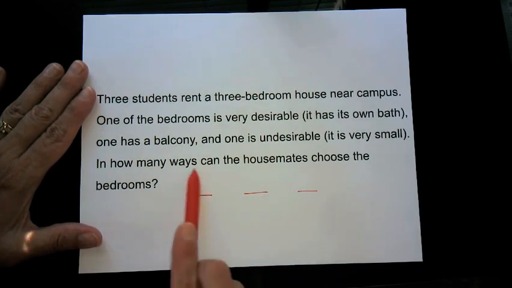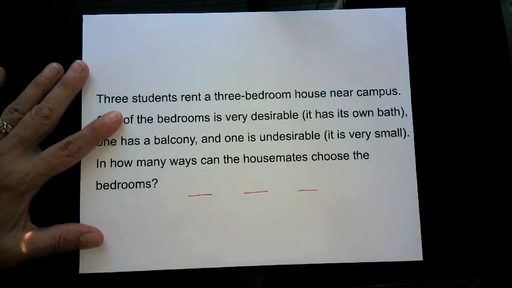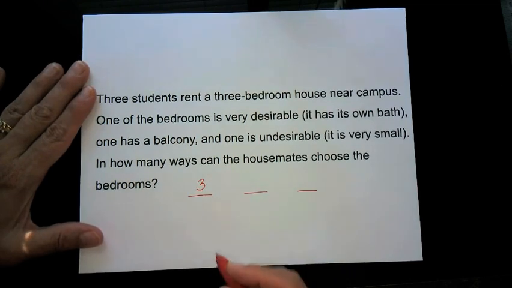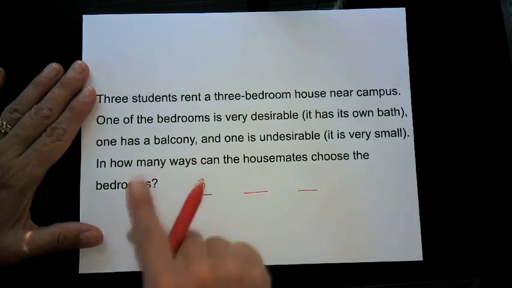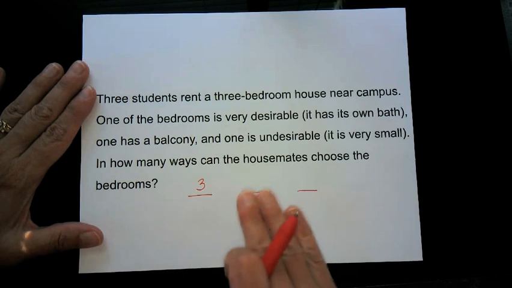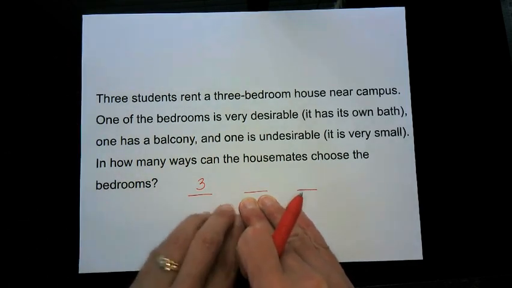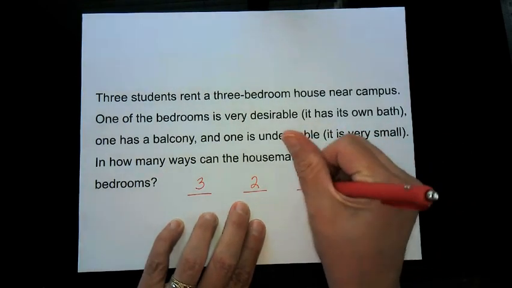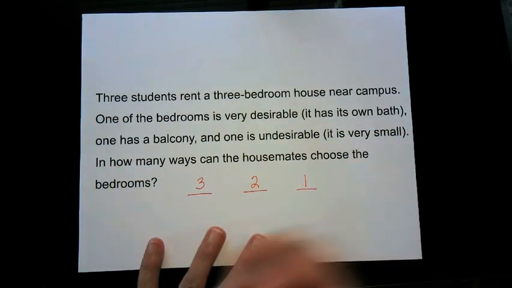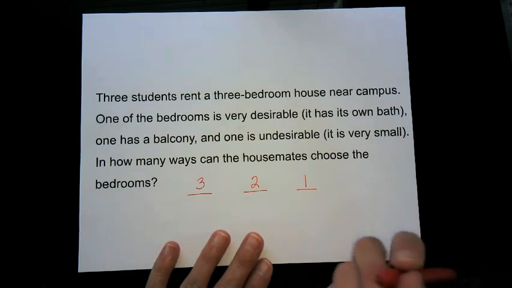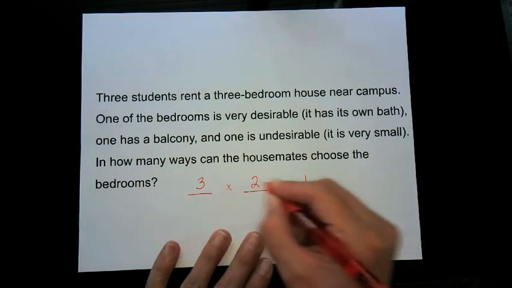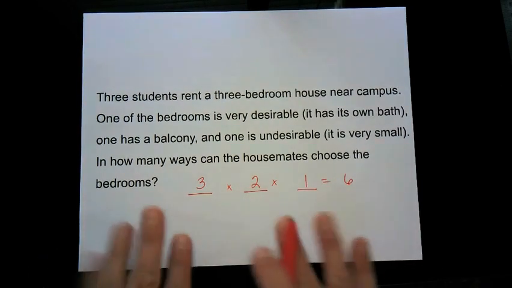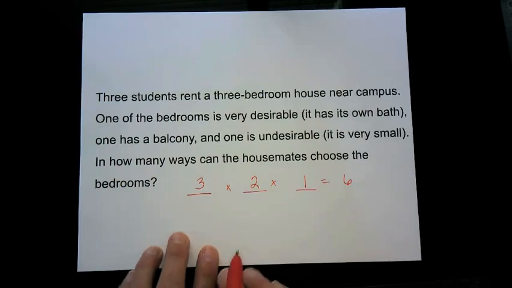And let's say for the first bedroom that's very desirable, how many students could choose this one? Well, 3 of them could. Okay. Then this person, let's say they've already chosen theirs. The next person, the next bedroom, there's only 2 people to choose from. And of course, the third bedroom's only going to have 1 person left, because 1 person cannot have 2 different rooms. So there are 6 different options there. Again, this is a without replacement option.